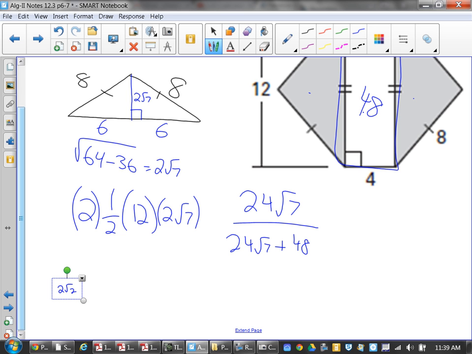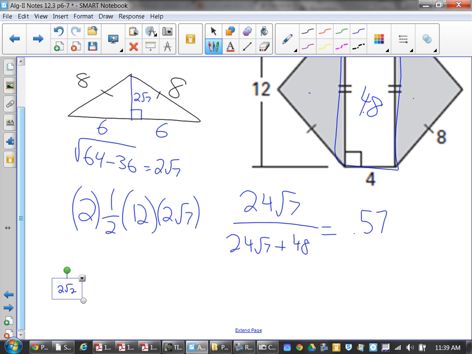No, that is addition. 0.569499126. So it's about 0.57. Anybody else get about 0.57?